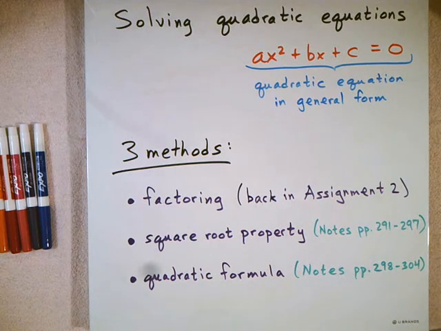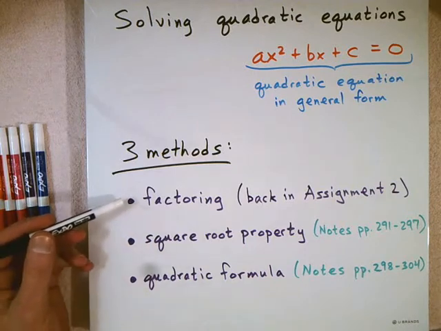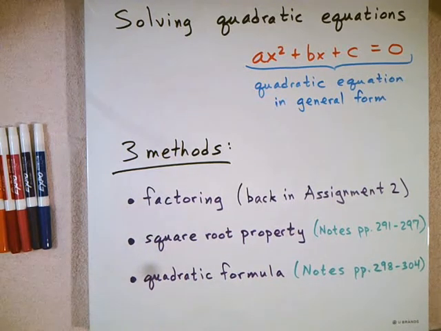You also don't see variables in the denominator. You don't see variables inside radicals. Those are different types of equations requiring different types of techniques. All right, in this course, we're covering 3 methods for solving quadratic equations. The first method listed here is factoring. We already dealt with that back in assignment 2.